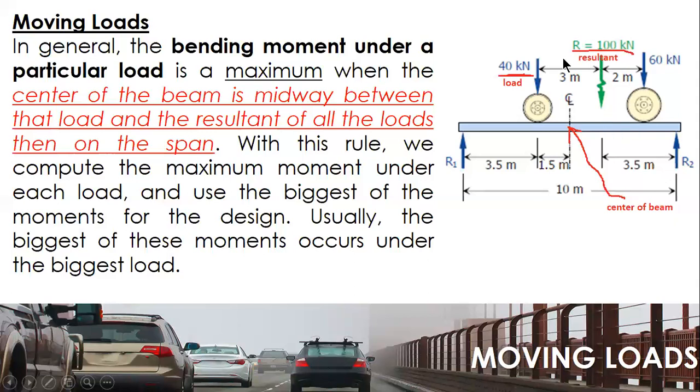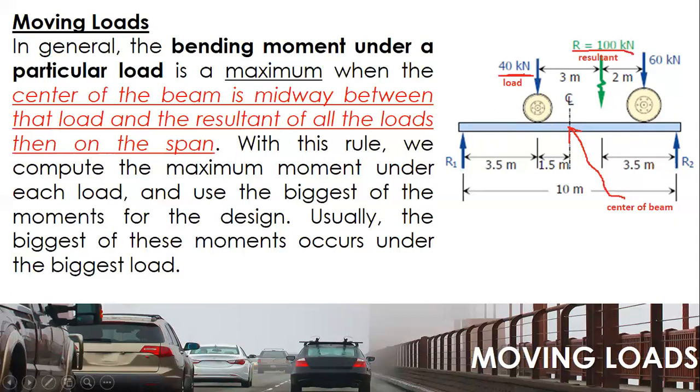So the safest is to look at the resultant, then the loads nearest to it, the two loads nearest to the resultant. That's all you will test. Like if you have 5 loads on the span and the resultant is in between 2 and 3, only 2 and 3 will you test.